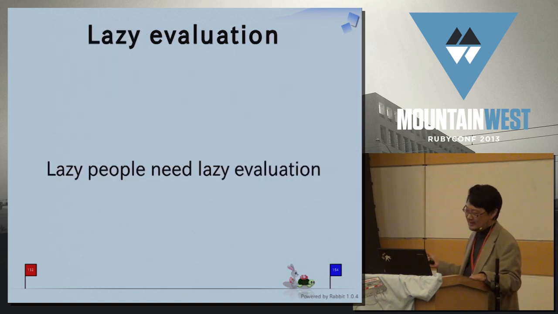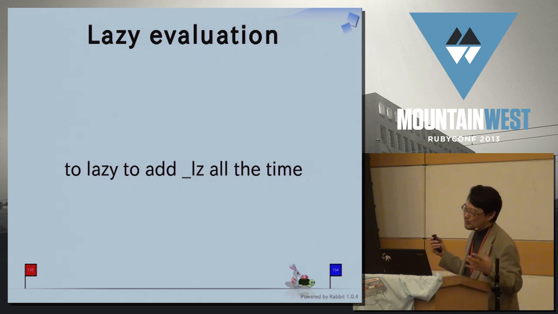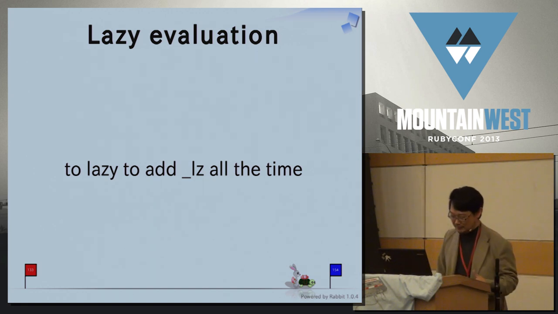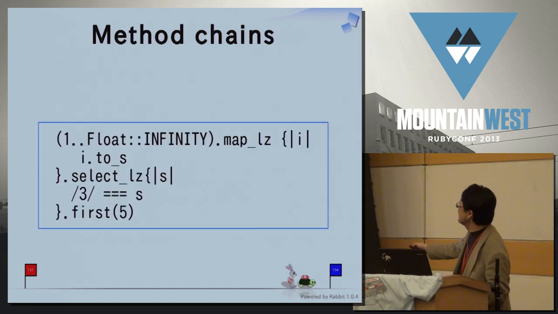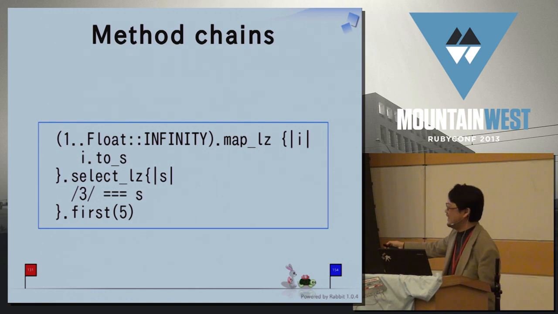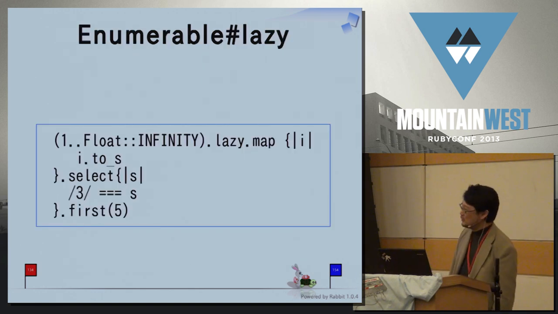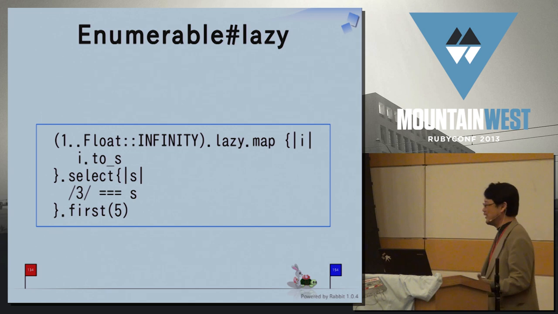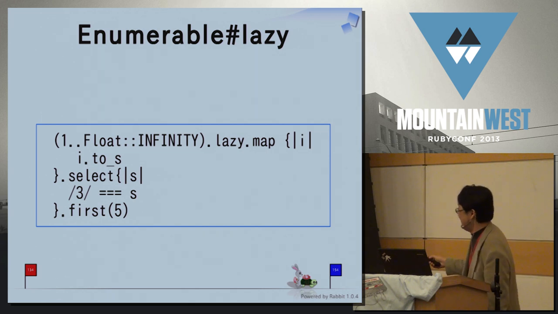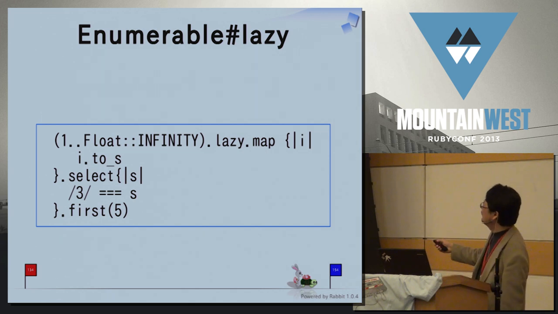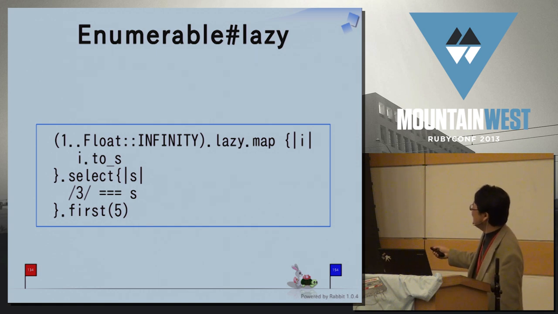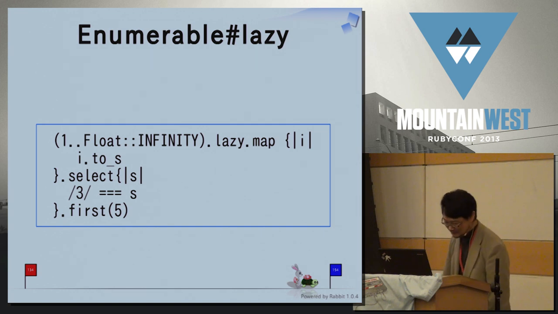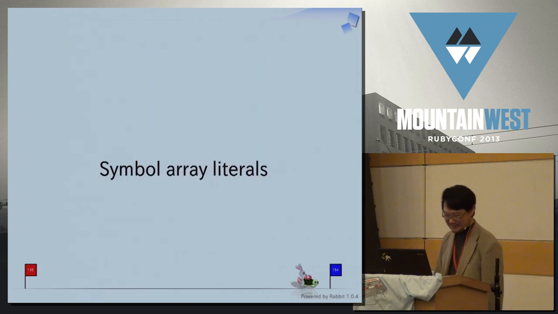But lazy people need lazy evaluation, and we are too lazy to add the LZ prefix all the time. So maybe we forget to put lazy here or there. So the other one is to put lazy here. From now on, every enumerable method will go lazy. So it looks better.